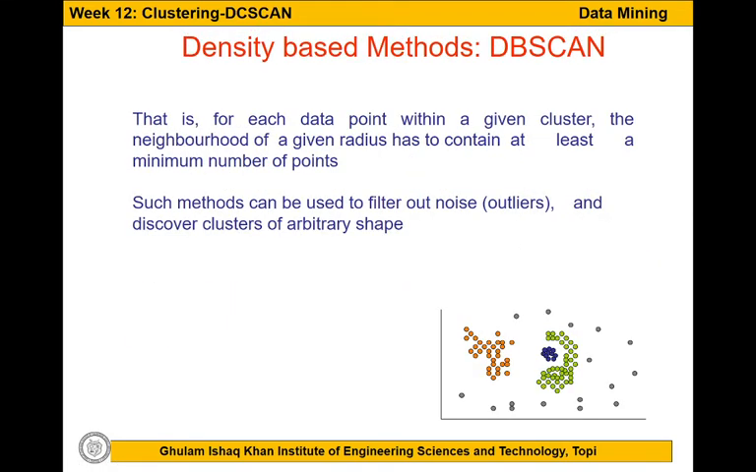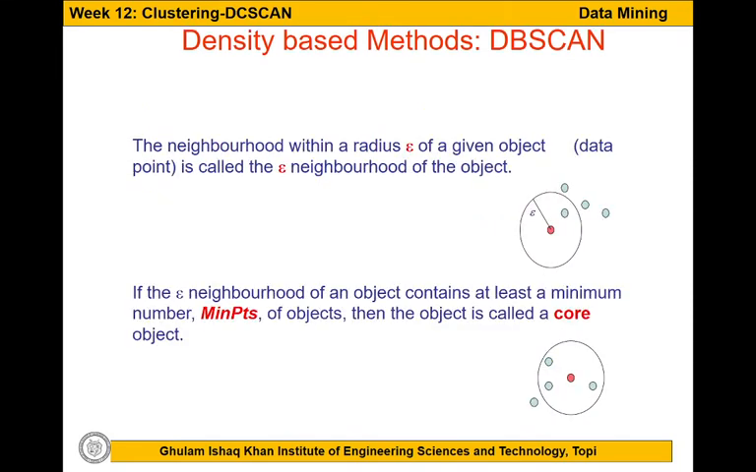Now coming to the concepts which are used in DBSCAN, which I mentioned here as well, that the number of data points for a given radius is important, but let us now formally go to the technical details. Now the neighborhood within a radius E, epsilon. I may use the word E here or epsilon interchangeably. The neighborhood within a radius epsilon of a given object is called the E neighborhood of the object, right.